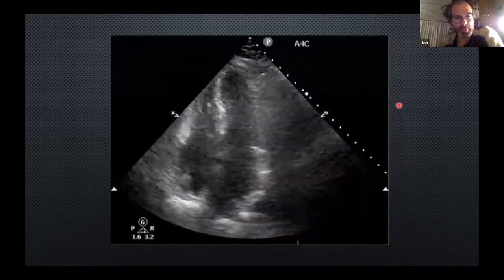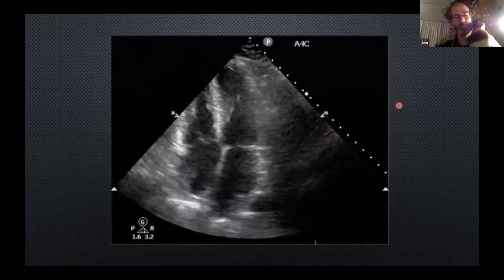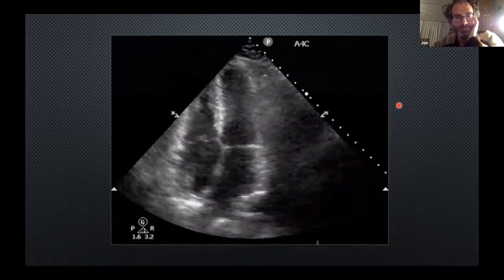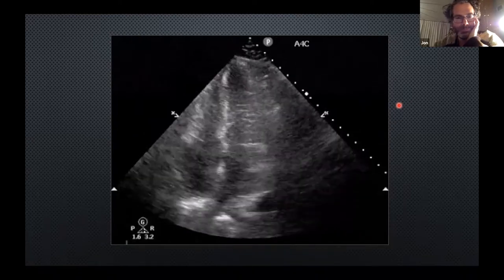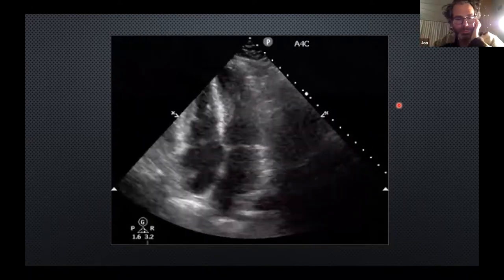How about this heart? So this is the apical four chamber. Is this normal or hypodynamic or hyperdynamic? Looks quite hyperdynamic. Hyperdynamic, yeah. So this could fit with sepsis or hypovolemia. Yeah, very good.